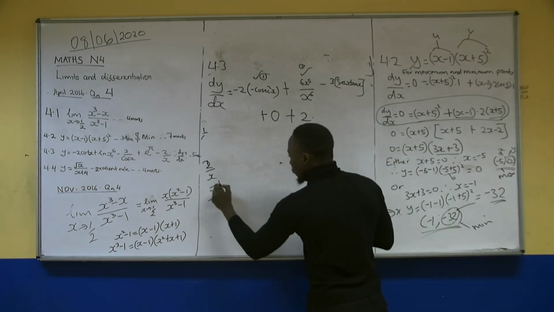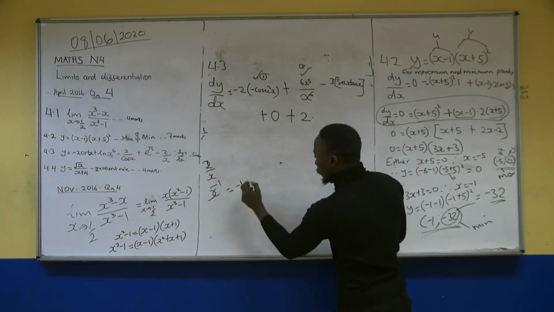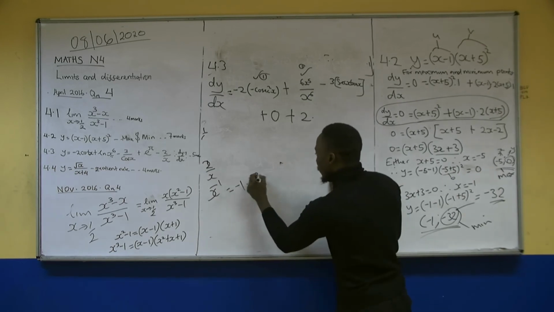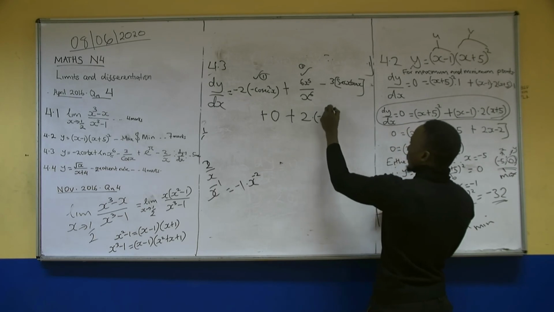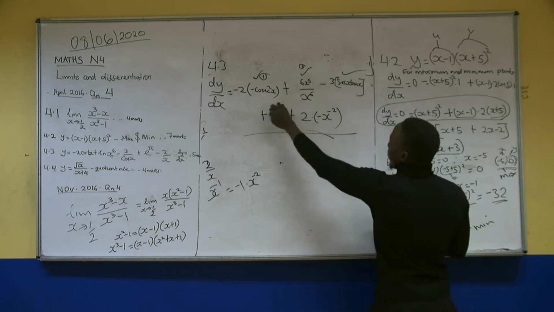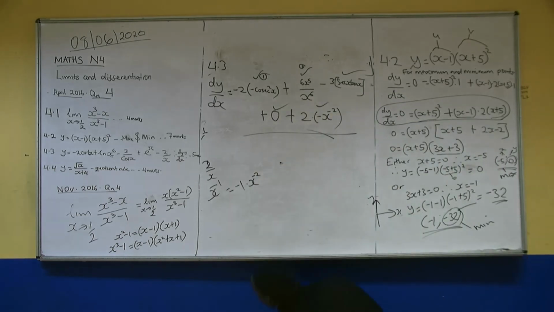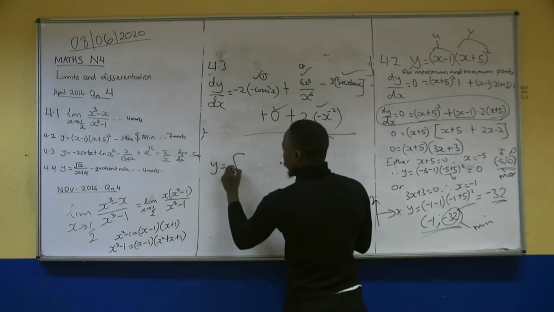Differentiating 2 over x: 2 is a constant, plus, if you differentiate x to power negative 1, the power comes down, negative 1 times x, and the power decreases by 1, which is negative 2. So negative 2 times x to power negative 2. That is the answer. Here you get your marks, which are 5 marks.